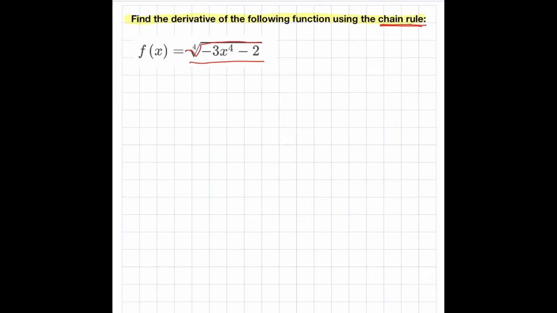The first thing you do when you see a radical is convert this radical form into exponential form. So we convert from radical to exponential.